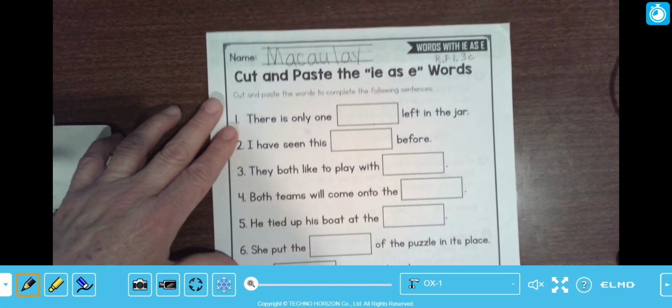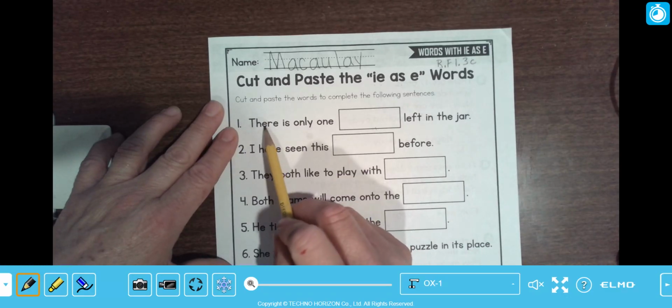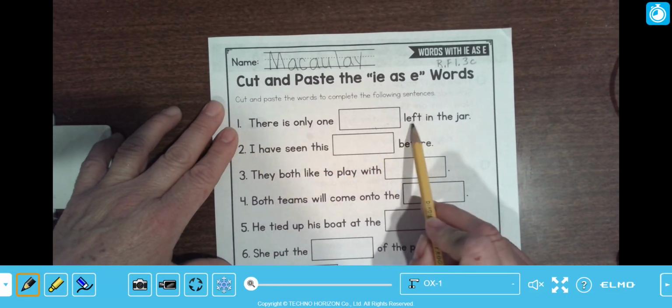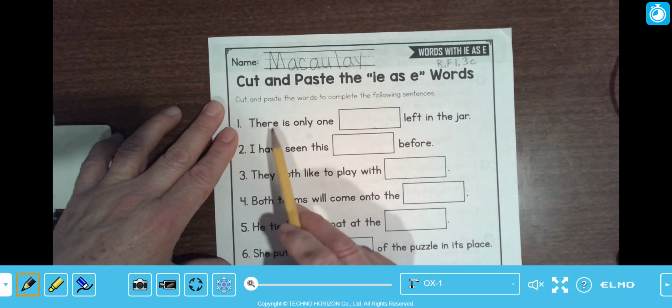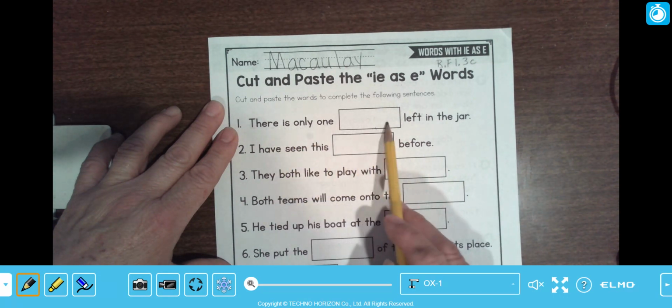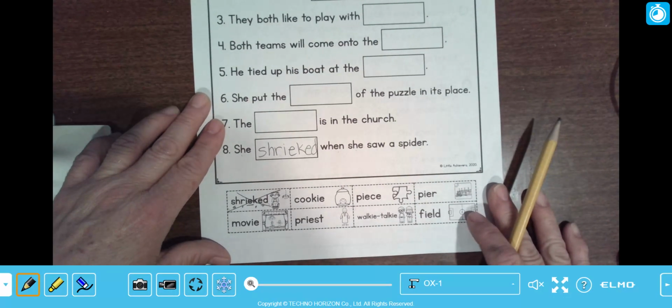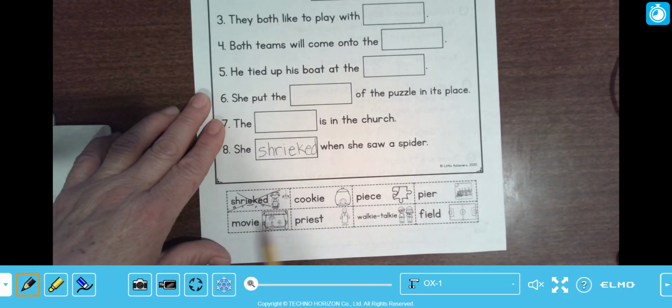Okay, I probably should start the other way. Let's do number 1. There is only one blank left in the jar. So let's look at the words. Which one do you think is left in the jar? Oh, there's a picture, right? So it's K.